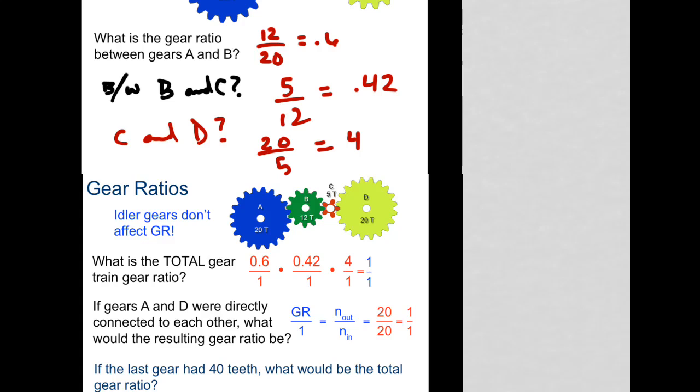So the shortcut, what just happened? The shortcut is to just find the gear ratio of the first and the last.